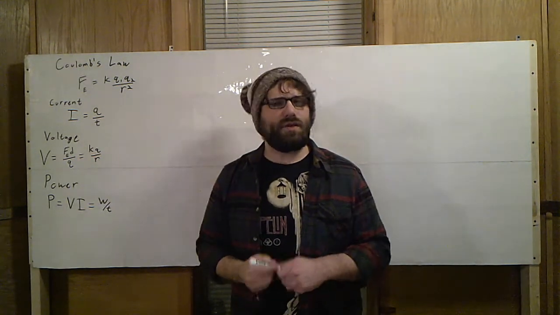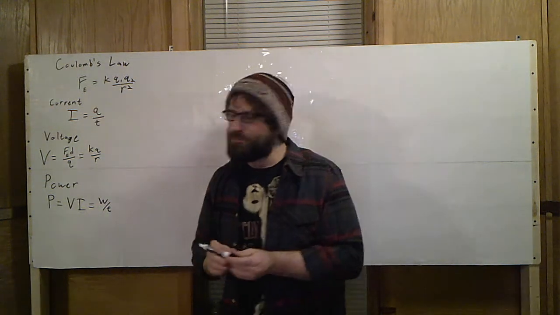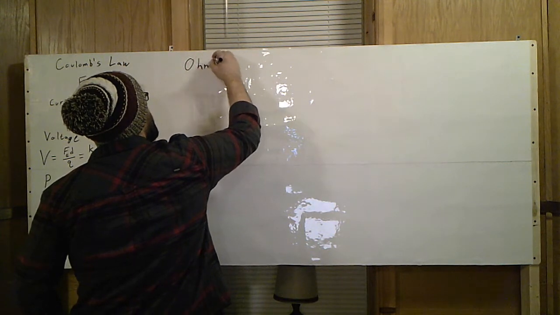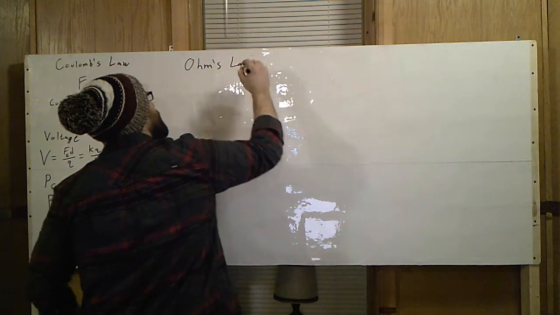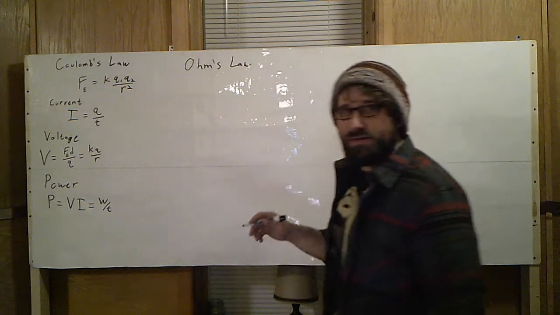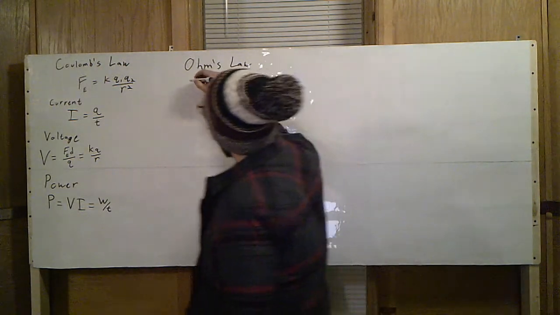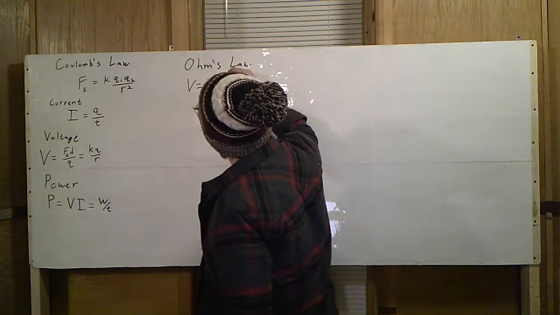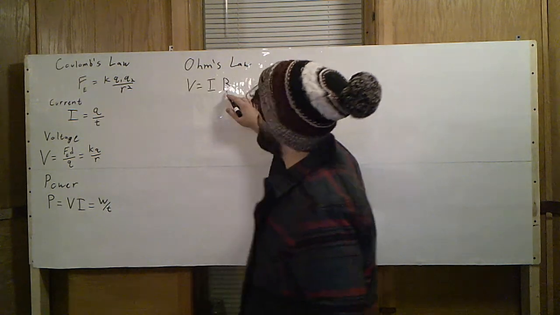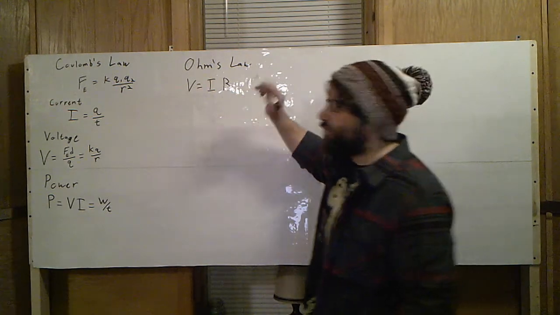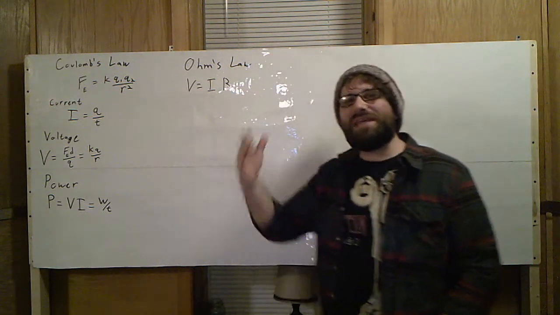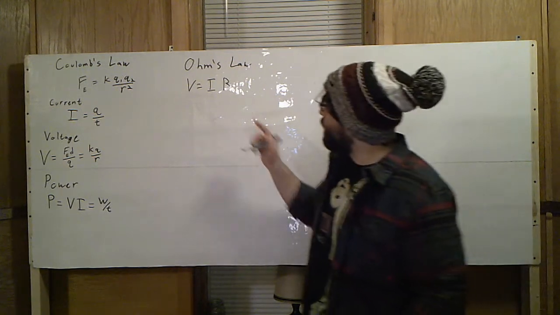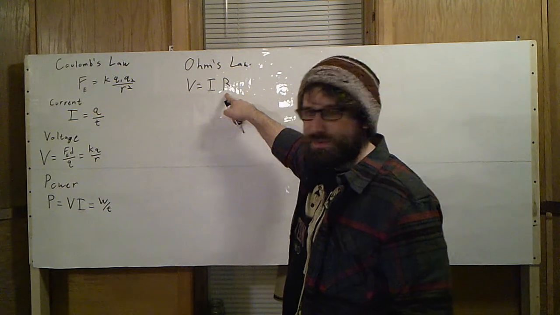So how are these two things going to be related? Good question. There is another law of physics, Ohm's law, that relates current and voltage. This relationship is going to be voltage is equal to current times R. This R, this is resistance. Resistance is the impedance of charge being able to flow. And we're going to need to be able to calculate this for different substances.